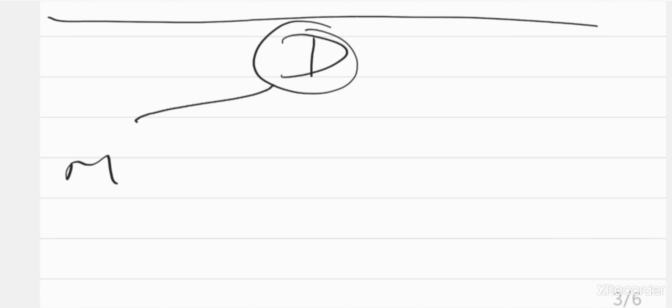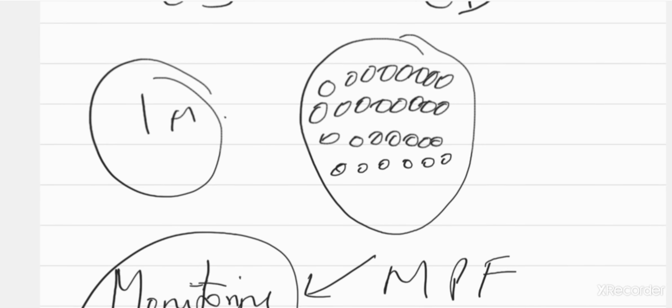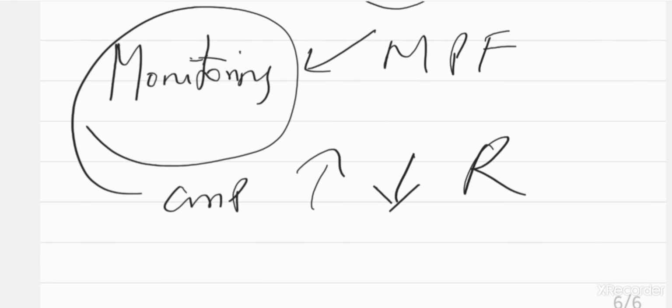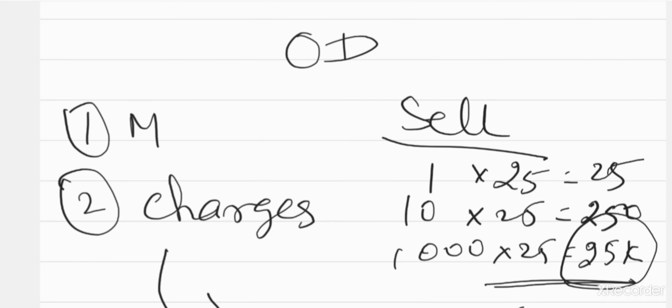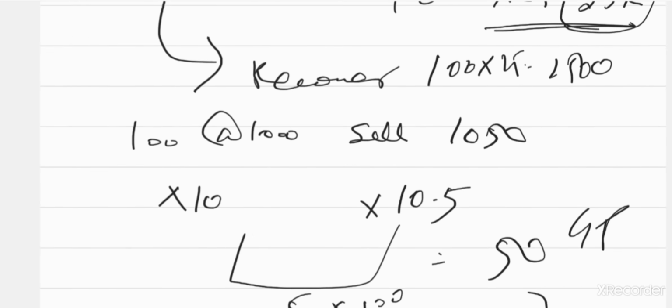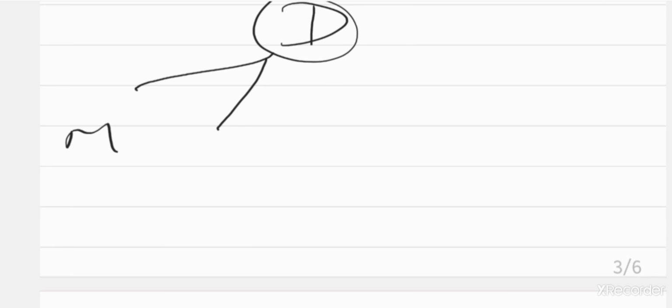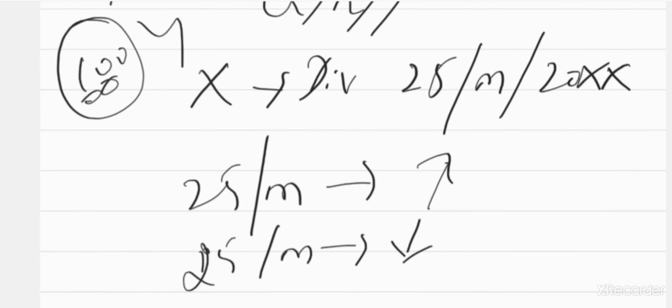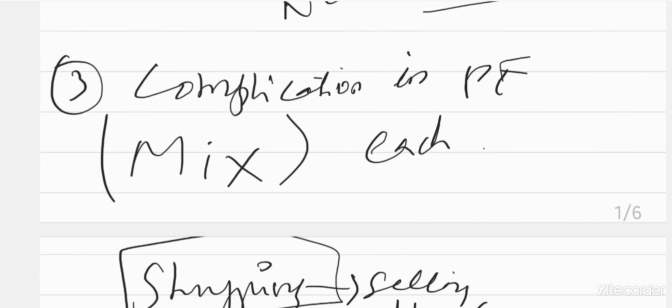First is monitoring. I discussed already the problem of monitoring, right? Here's the problem. Under diversification, over diversification, monitoring में क्या होता है? Current market price, you can't watch it. So this is the problem, right? I have told very clearly. First thing is monitoring. Second thing is charges. What's the third thing? Third thing is complications in portfolio because of shuffling.